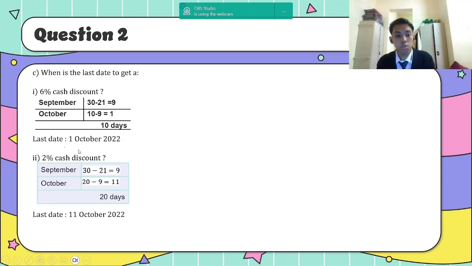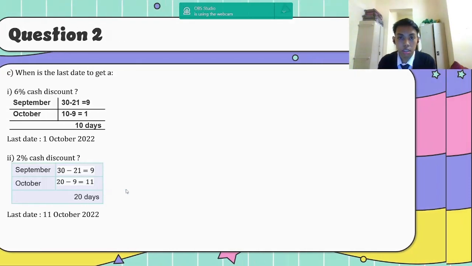The next question, 2% cash discount. We need to find the last date for the 2% cash discount, and we calculate the same as the first question. In September, we need to minus 21 and it will be 9. In October, we need 20 minus 9, which is 11, because we need to get 20 days. So 9 plus 11 is 20. Same as the previous question, the last date will be 11 October 2022.